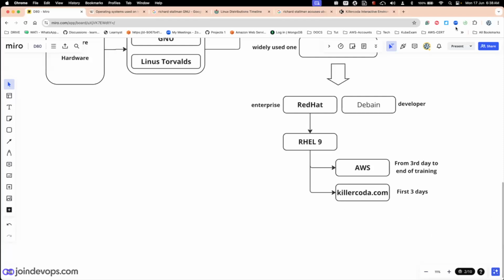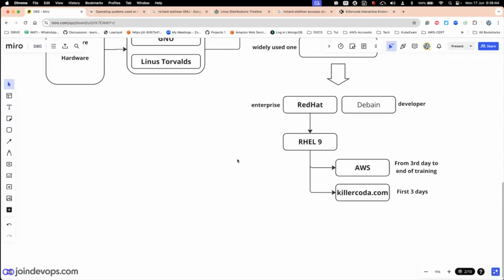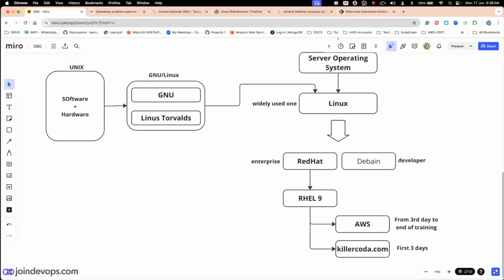So this is where we are going to start with Killer Coda. Any questions on this before proceeding? The process is the same. If you have any question, please raise your hand. I'll come to you in order. Yeah, any questions, please go ahead.